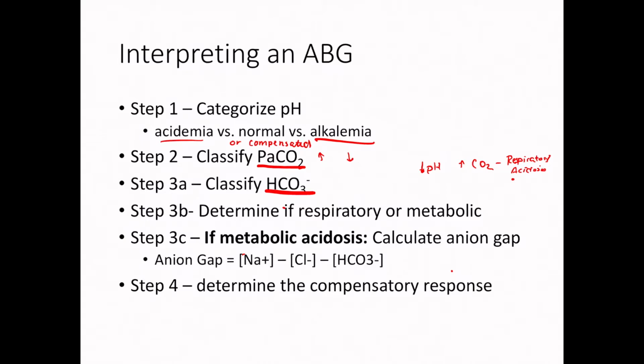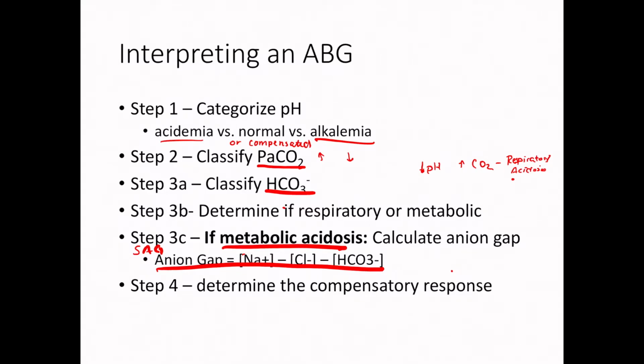Again, we'll talk about it more on these next couple slides, but just start thinking to yourself, is it a metabolic problem or a respiratory problem? If it is a metabolic acidosis, you do need to calculate an anion gap. Anion gap, also known as serum anion gap, or SAG, is calculated as your sodium minus your chloride minus your bicarbonate. Sometimes we'll say pluses and minuses because sodium is a cation and chloride and bicarbonate are anions.